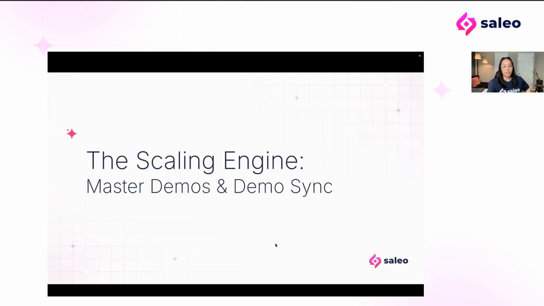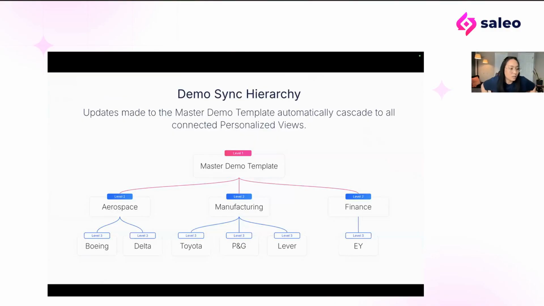All right. So getting into scaling here. Something to remember is with the demo sync functionality, you now have the ability to have a parent level demo, and any updates that you make to that parent level demo can automatically cascade down to all personalized views. And then we also have a third level of personalized views, and you may hear us reference those as views of views. I've even heard some people call them grandchild views. And so it's important to remember that you have that trickle down effect across all levels to any changes made at the parent level template level.